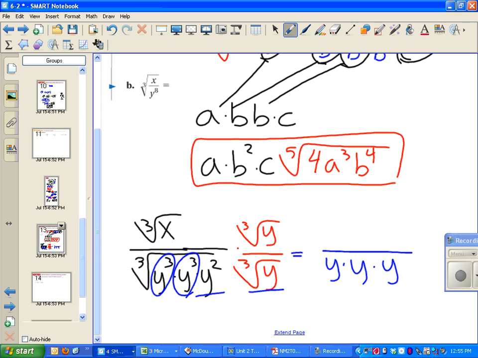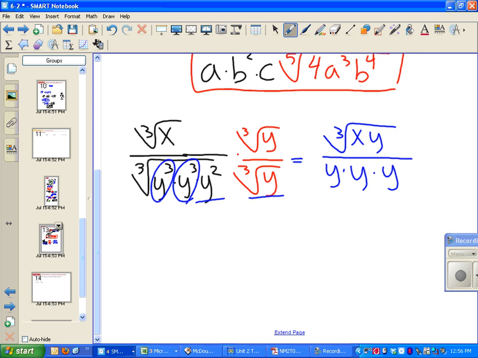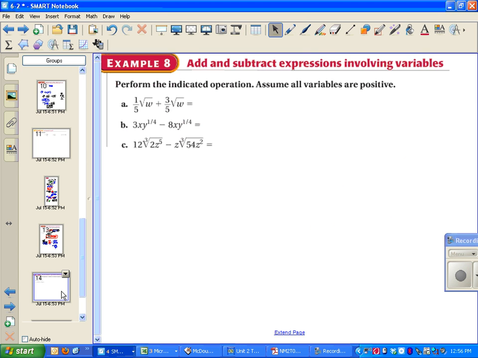And then I can put that back together. So on top I will have the cube root of xy. And to simplify that a little bit more, I will have the cube root of xy over y cubed. And that's how you do that example. Okay, for number 8, it's the same thing as example 5, just a little bit more complicated.